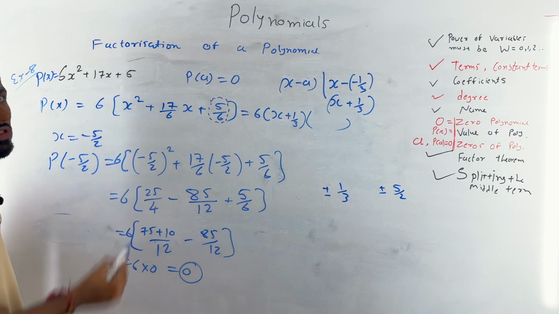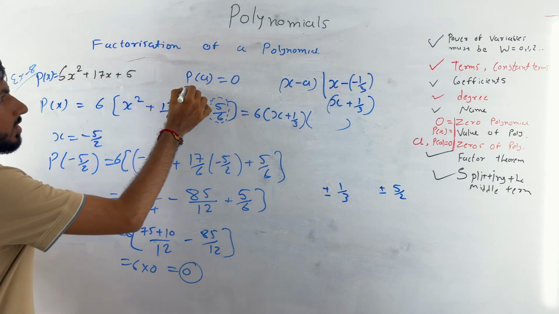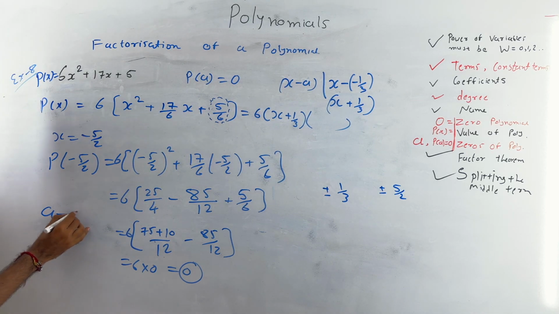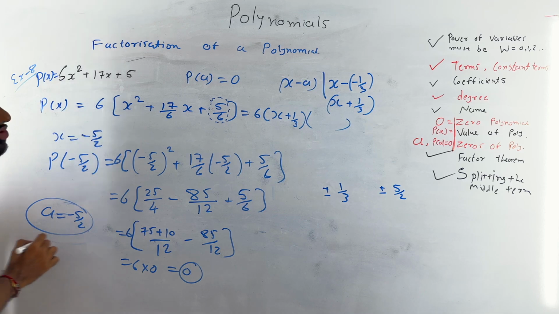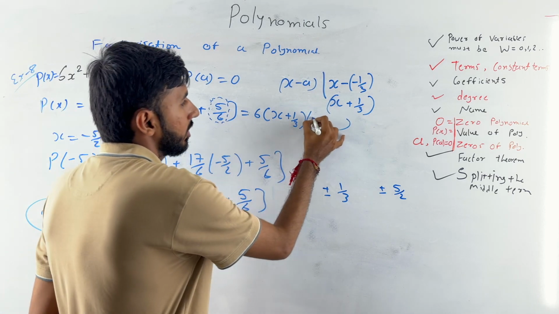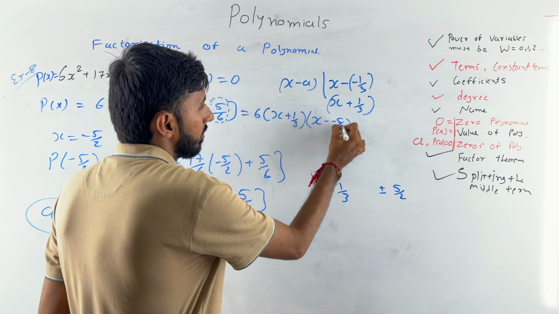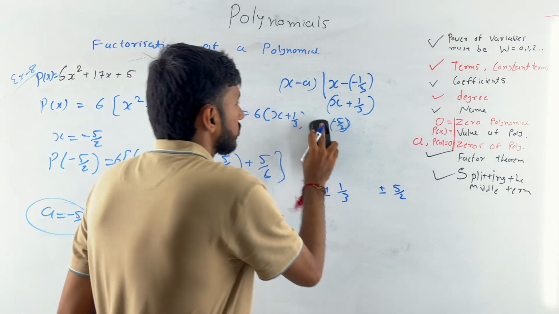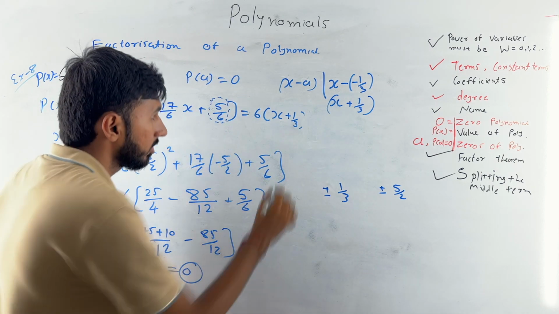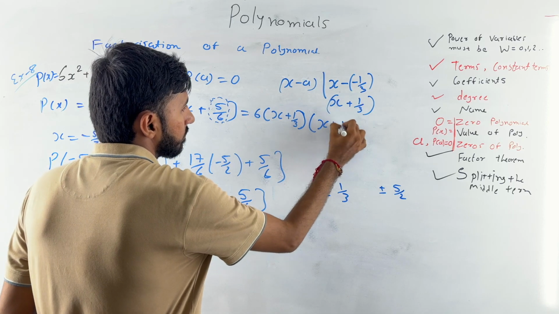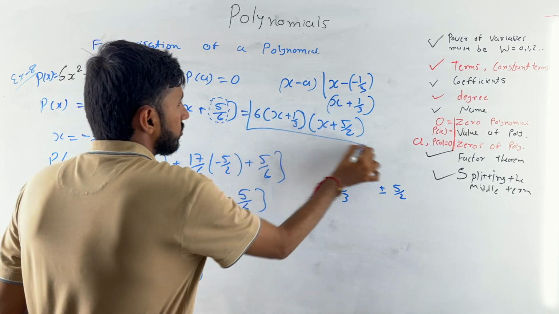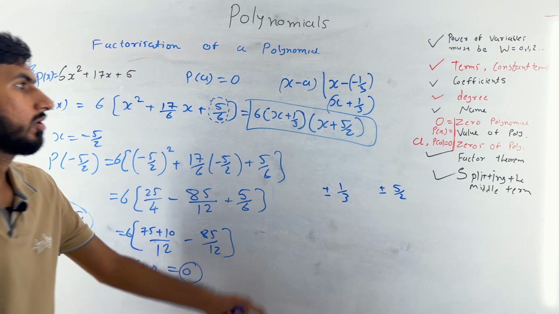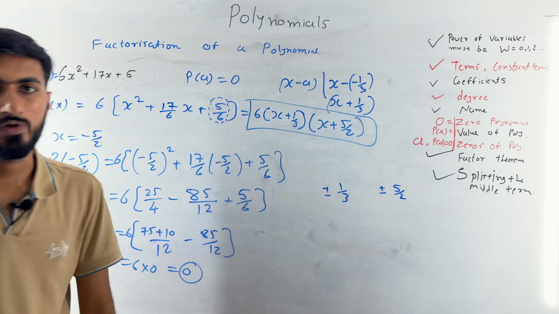P of A is equal to 0, and here I have A equal to minus 5 by 2, right? So I can write another factor as x minus A, that is x plus 5 by 2, right? So I got another factor as x plus 5 by 2. So by factor theorem, you can also get these two factors.